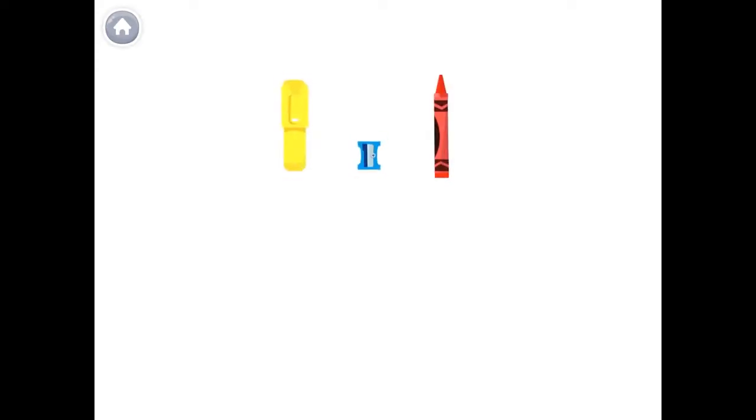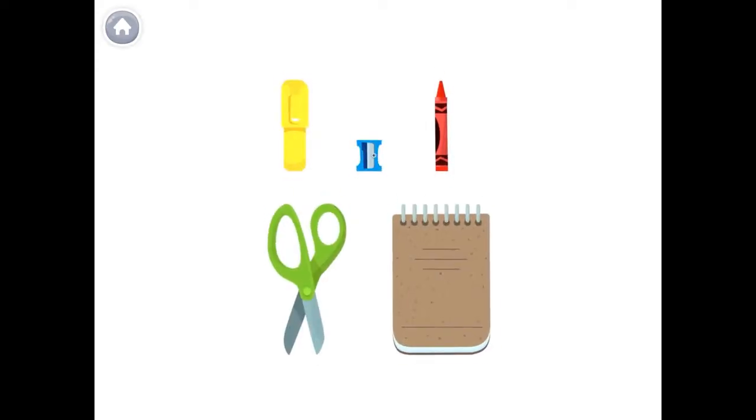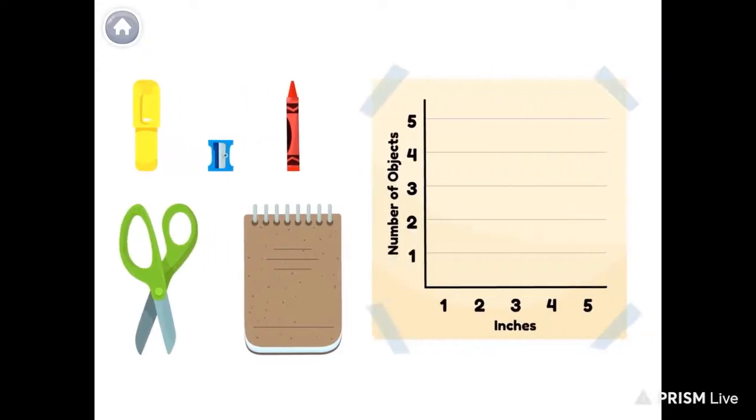This is what I'm bringing to my first day of school. There are lots of things with different lengths, and I'm going to graph them. This line represents length, or how long something is. And this line shows how many things I have that are that length.